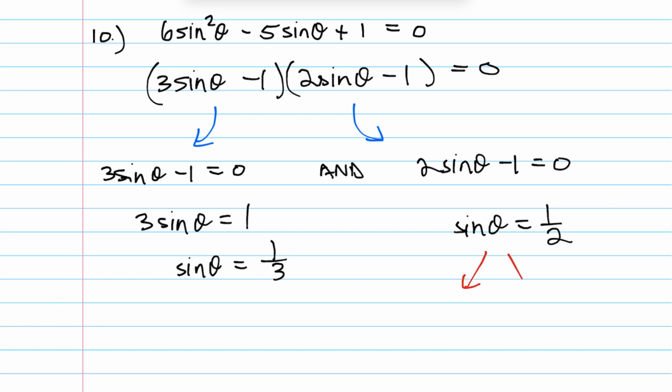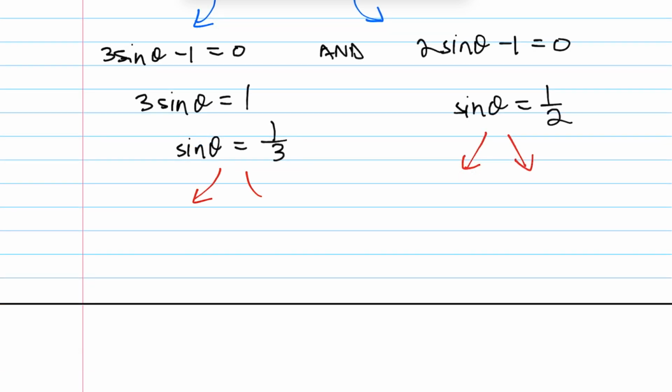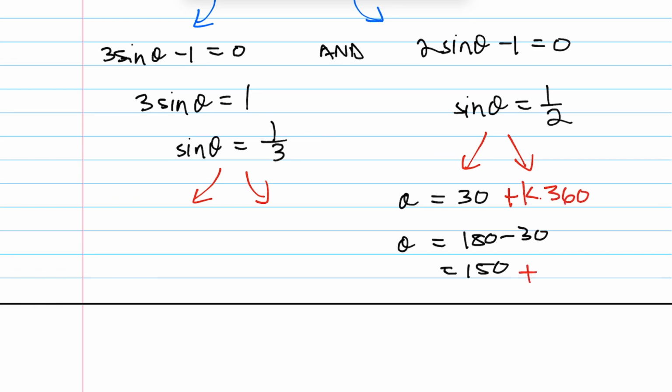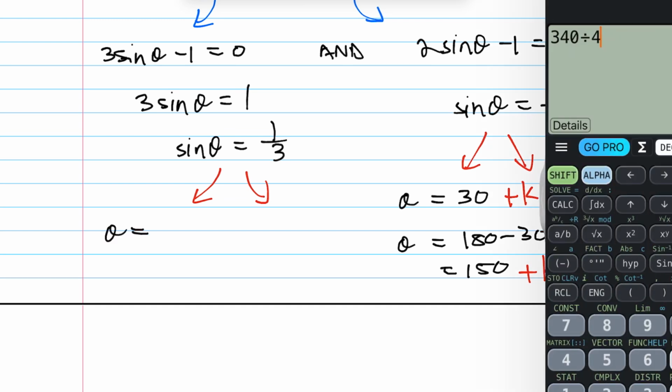Right, we should end up with two answers for each. So let's have a look at this one over here. For sine theta equal to a half, the reference angle should be 30 degrees. And so theta is equal to 30, or theta could also be equal to 180 minus 30 degrees. Right, that gives us the two answers of 30 degrees plus k 360 degrees, or 150 degrees plus k 360 degrees. And for this one, like I said, we'll probably have to use a calculator to find the reference angle.